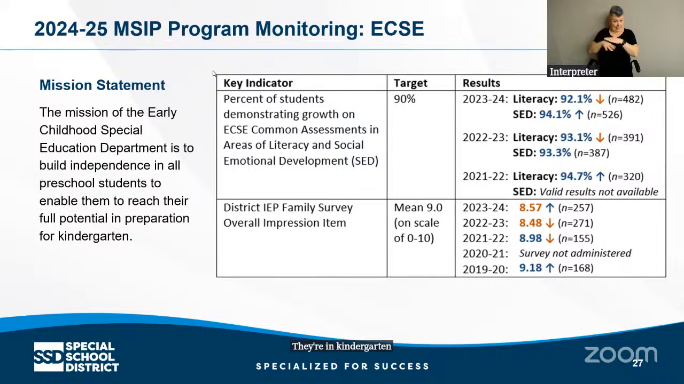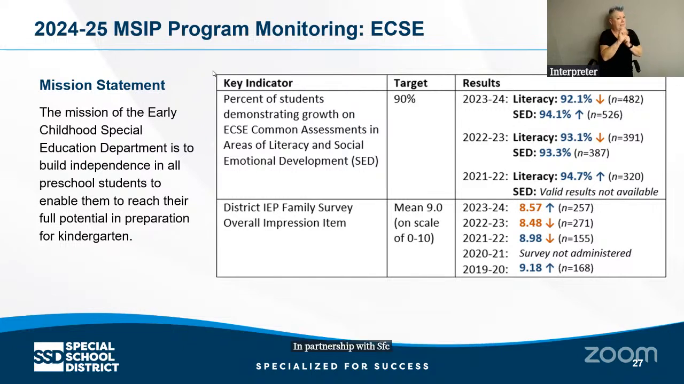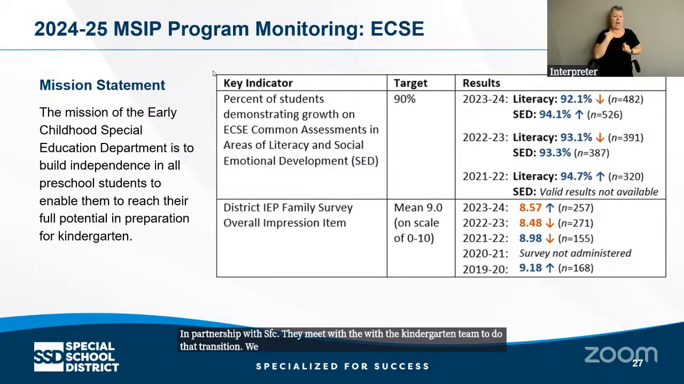Special School District for the entire county. SSD is doing it the moment they hit kindergarten, but the IEP itself, at the beginning of kindergarten, was devised by the coalition district, in partnership with SSD. They meet with the kindergarten programming team to do that transition. We call them transition IEPs. So we meet with our counterparts, they meet with their counterparts. That's happening right before. Gotcha. Okay.